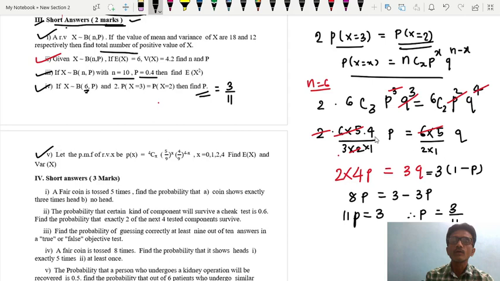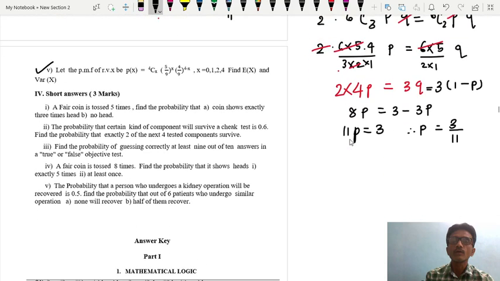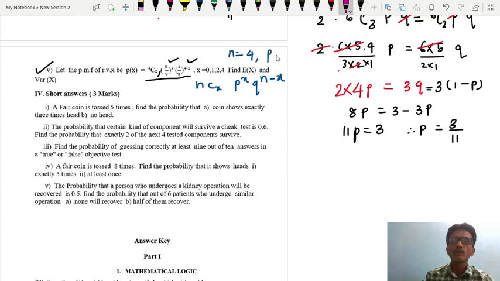Then next question. See here, question is probability mass function of random variable x is given by this formula 4cx (5 by 9) raised to power x (4 by 9) raised to power 4 minus x. तो क्लियरली यहाँ पे n कितना होगा, if you compare with this formula nCx p raised to power x q raised to power n minus x. तो n must be equal to how much, तो आपका n आएगा 4. और p कितना आएगा, p is 5 by 9 और q कितना आएगा, q is equal to 4 by 9.